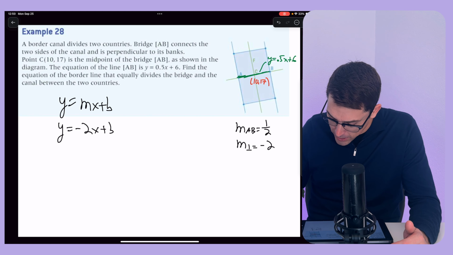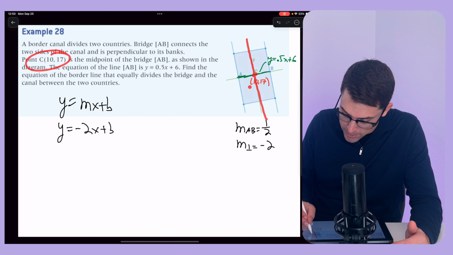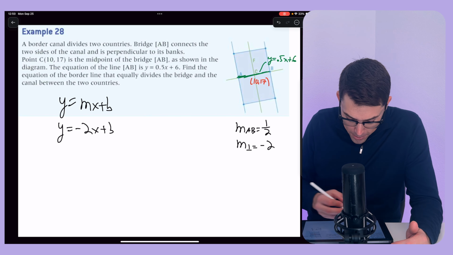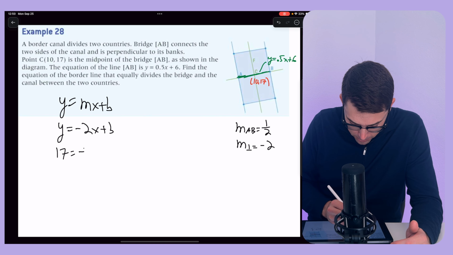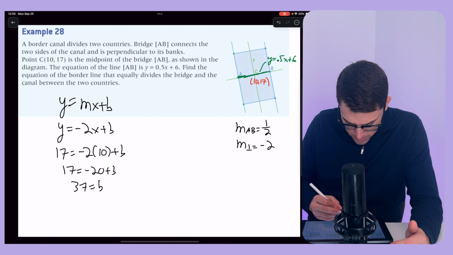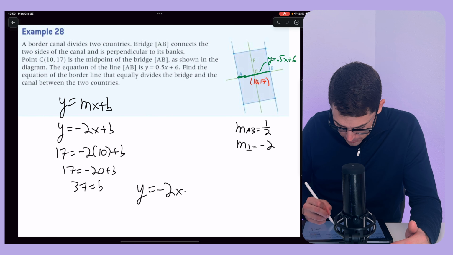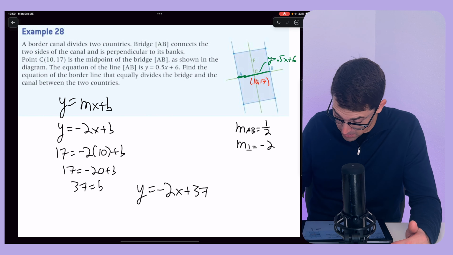And I'm actually already given that this midpoint right here is 10, 17. So it has to go through this point, 10, 17. This is awesome because my problem just got a lot easier. It's way quicker than the other ones, because now I can just go ahead and plug this all in, and then I would get 37 is equal to b, meaning that my equation would be -2x plus 37. And that's it.